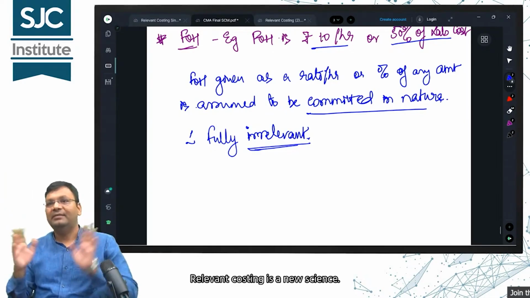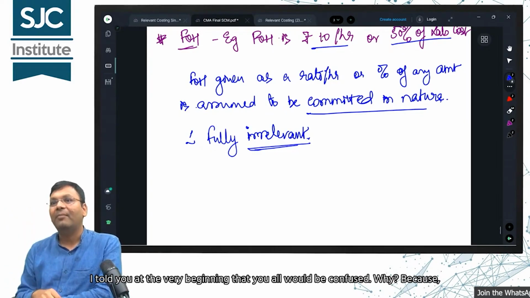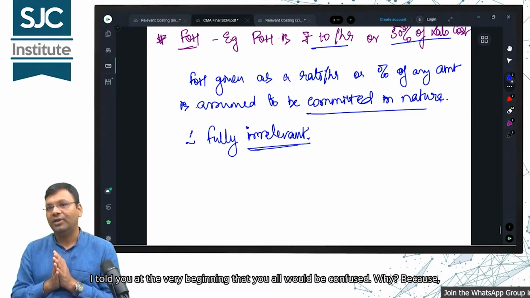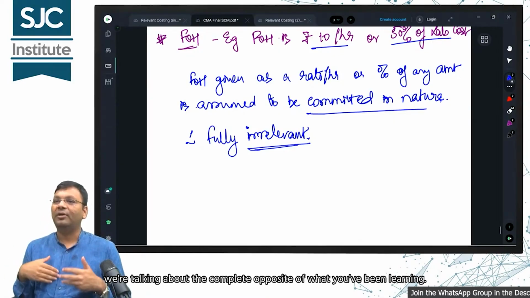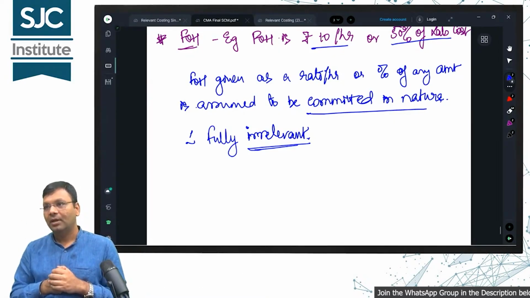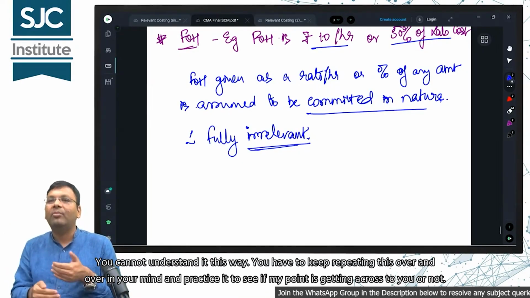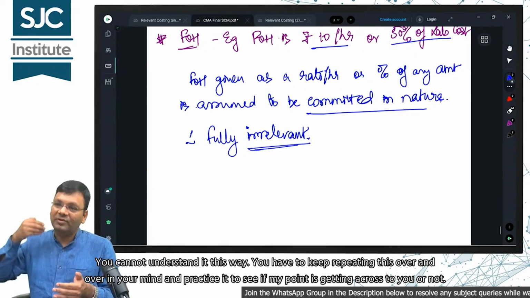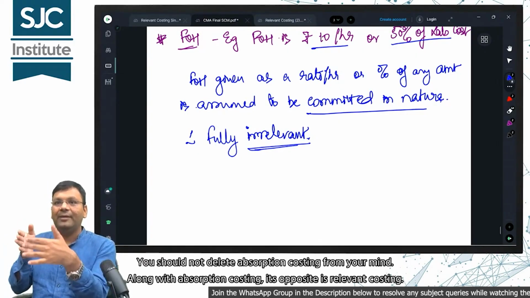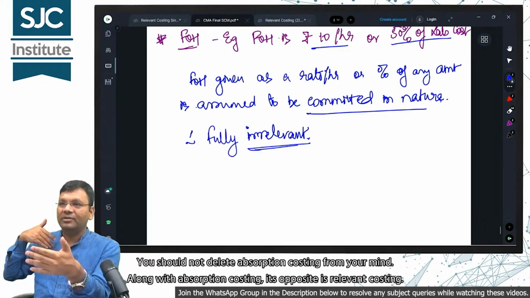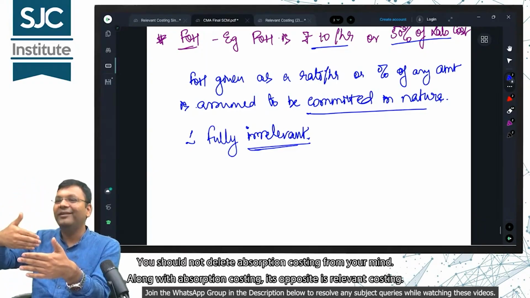Relevant costing is a new science. I told you at the very beginning that you would all be confused. Why? Because we're talking about the complete opposite of what you've been learning. You will think, how did that happen? You cannot understand it this way. You have to keep repeating this over and over in your mind and practice it to see if my point is getting across to you or not. You should not delete absorption costing from your mind. Along with absorption costing, its opposite is relevant costing.